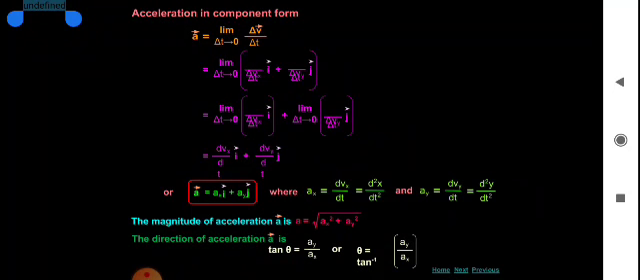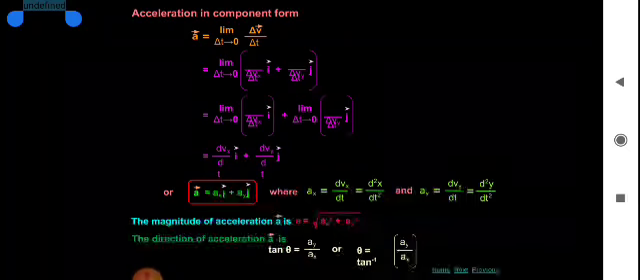You have to note this down in every slide. There are mistakes: some of the components come in the denominator, so you have to note it down. Delta vx and delta vy should be in the numerator. So limit delta t tends to 0 of delta vx divided by delta t into i cap, plus limit delta t tends to 0 of delta vy divided by delta t into j cap.